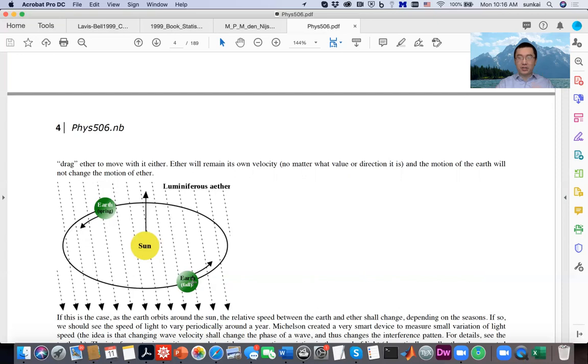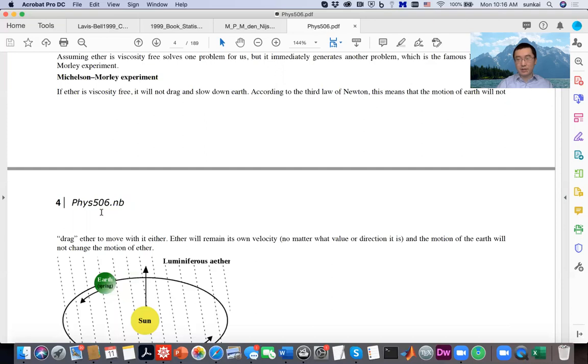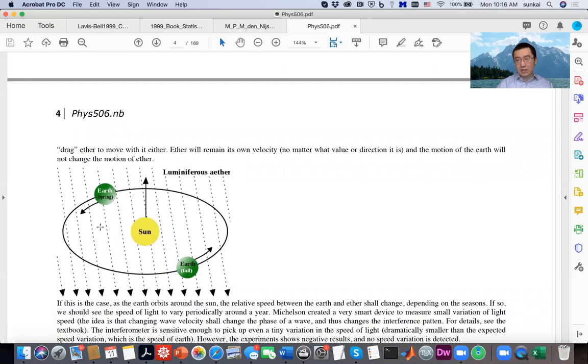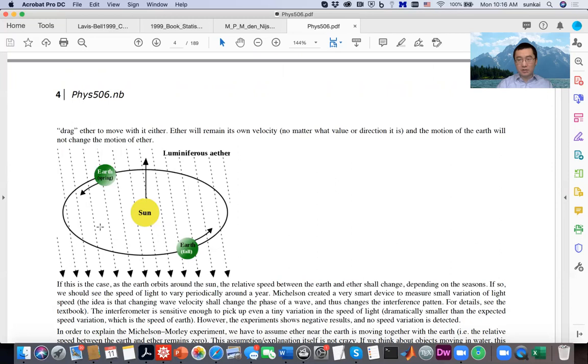So if we measure the whole thing over a period of 1 year, we should see the velocity going up and down with a periodicity of 1 year. Or with Michelson and Morley, with very accurate speed of light measurement, interference measurement, did not observe any change in speed of light velocity. Okay, so in many textbooks, this experiment is said to prove ether does not exist. Actually, that's not true. This Michelson Morley experiment does not prove the ether does not exist.